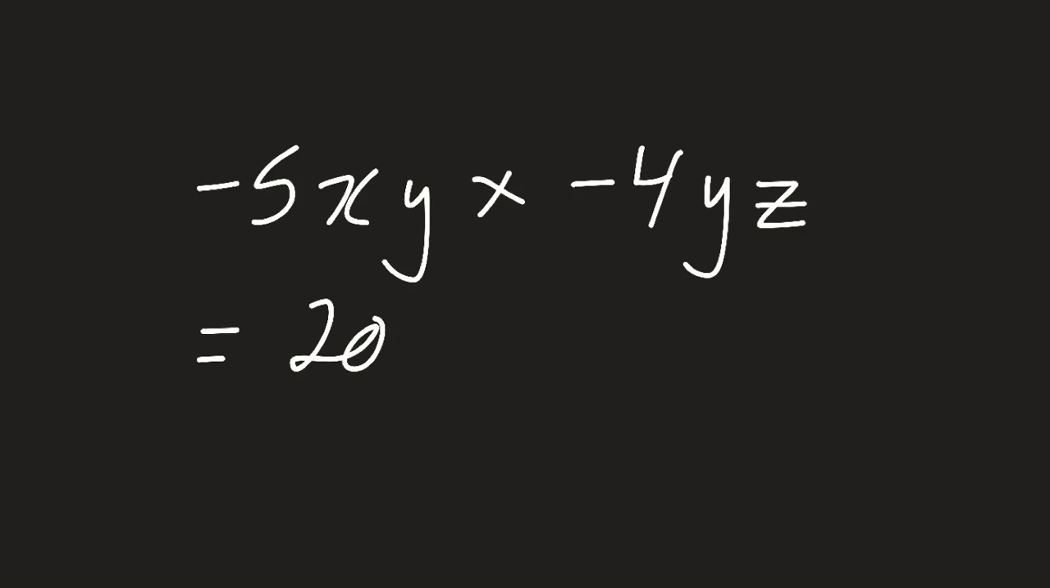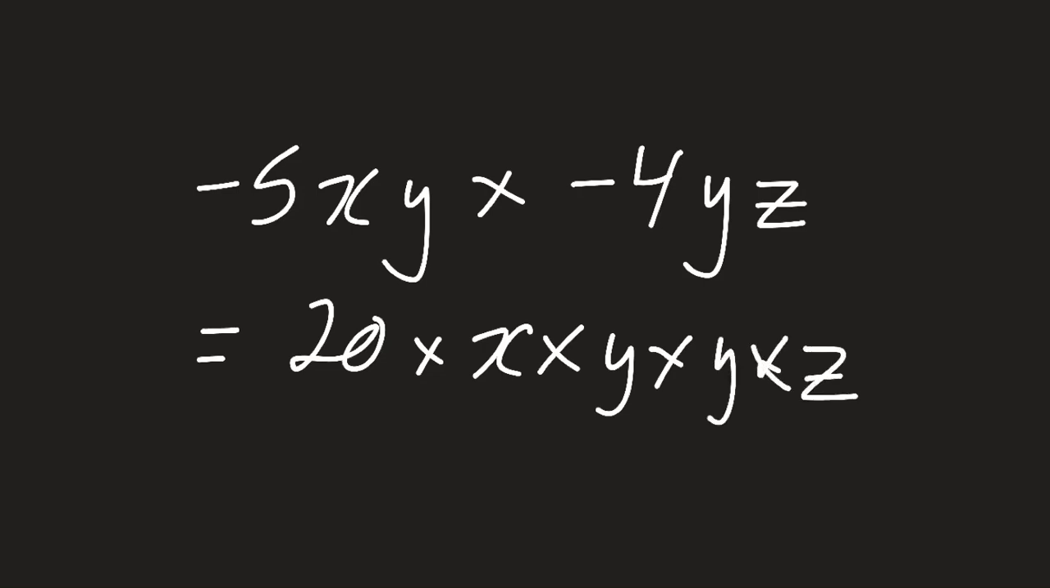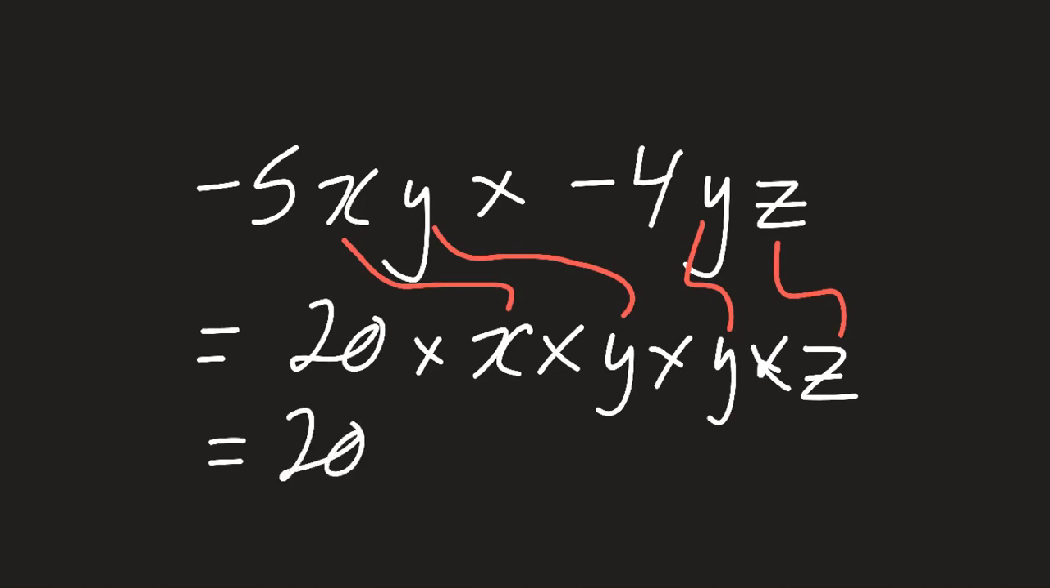So that'll be 20 times x times y times z. I cross my z's. So that would be the x from here, the y from here, the y from here, and the z from there. That's where I'm getting all those from. So now I can simplify this a little bit further. So that's 20. There's only one x, so I just write my x. y times y makes y squared, and then z. And that's another example just like my first one.